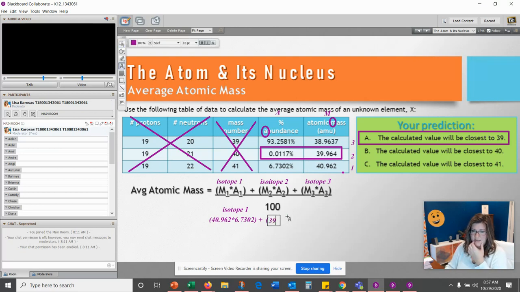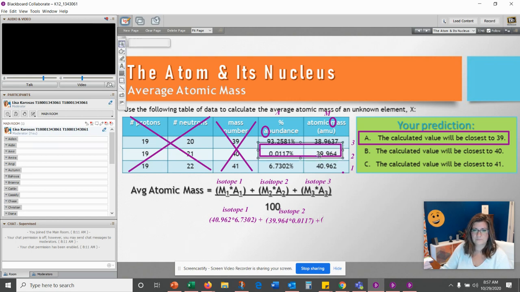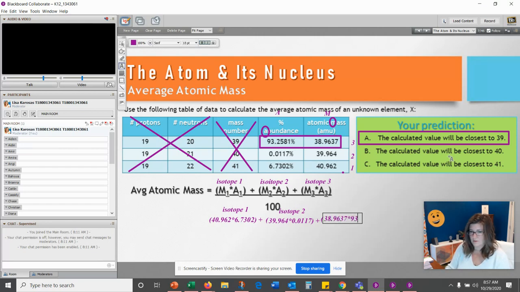We have 39.964 multiplied by 0.0117%. And that's our isotope 2 information. And finally, isotope 3, mass and abundance. That's our information at the top there. 38.9637 multiplied by 93.2581. There we go, isotope 3.